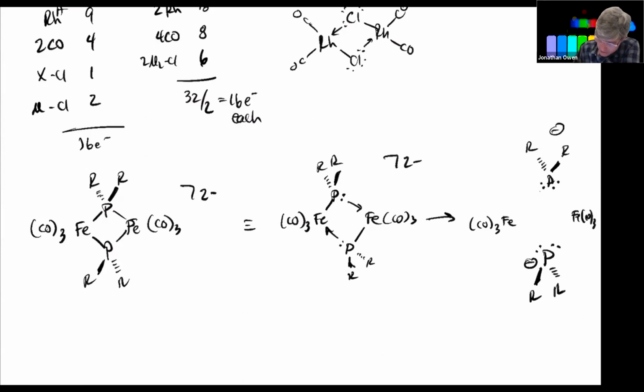And then you can think about this negatively charged thing as being able to donate its 2 lone pairs. And it's really easy to count iron tricarbonyl, right? That's 8 plus 6 is 14 electrons. And then each one of those phosphide anions donates 2 electrons to each metal. So you're going to get 4 more. That gets you to 18.